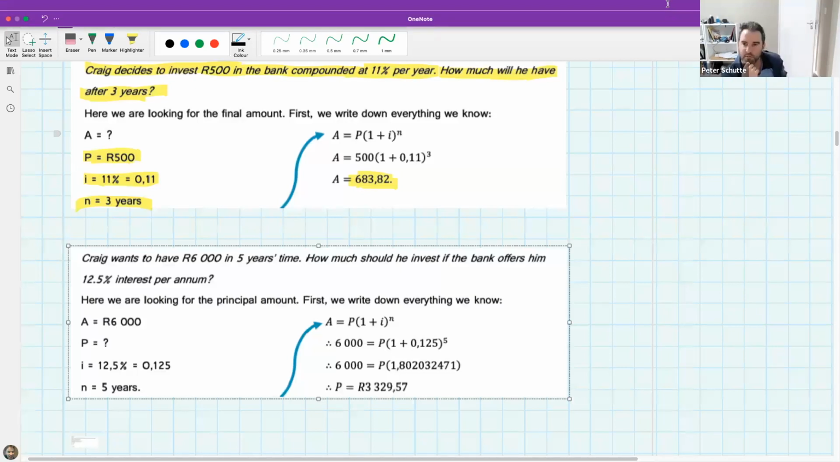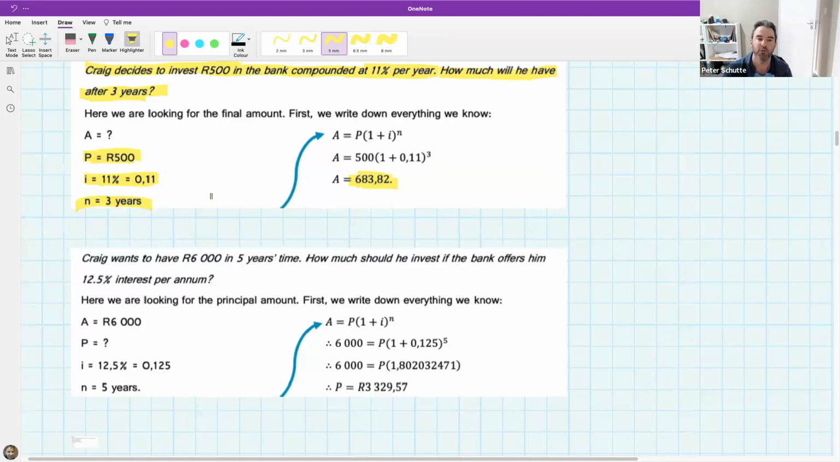How is this different from the, okay. So Morgan has said we have the final amount, or he wants 6,000 in 5 years' time. We want to know how much should he invest if the bank offers him 12.5% interest per annum? Yes. So Conke said we're looking for the initial amount. Yes. So what we do is we sub in the 6,000 for the end amount. We sub in the interest rate here, and we sub in the time 5.